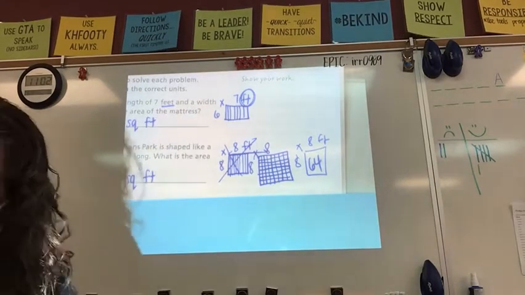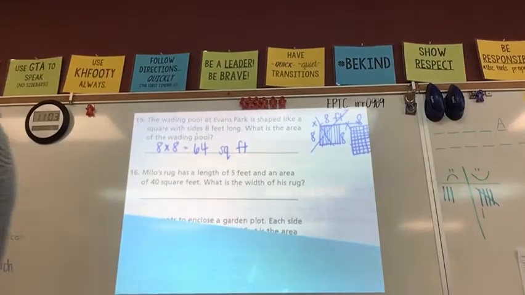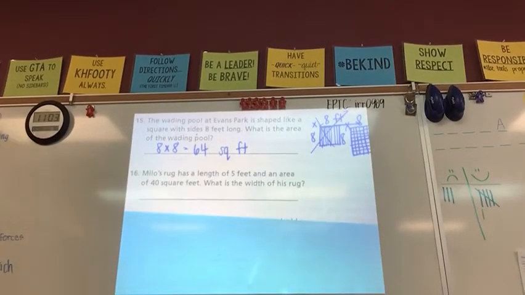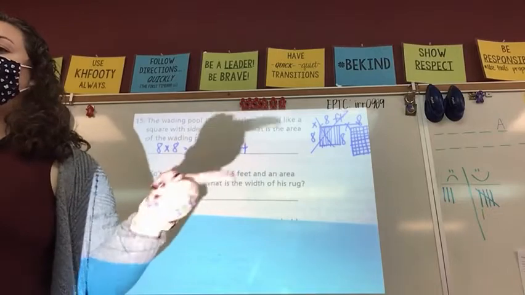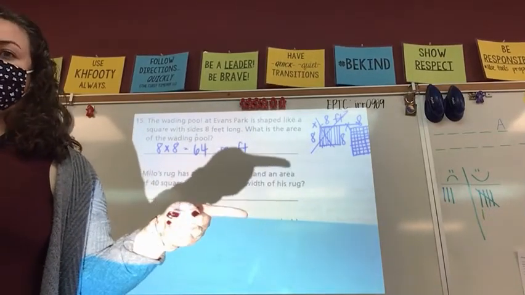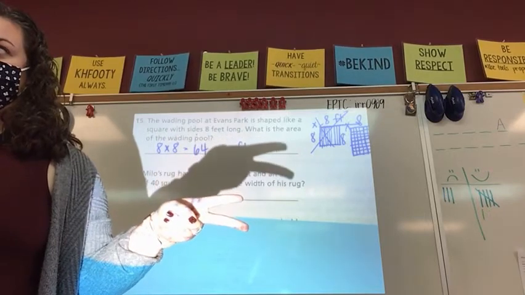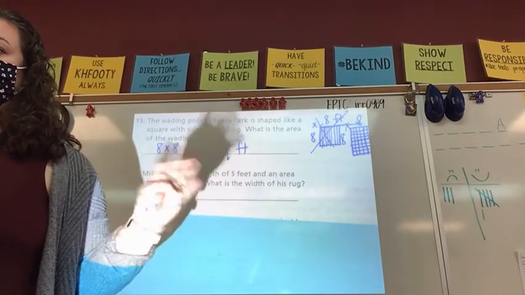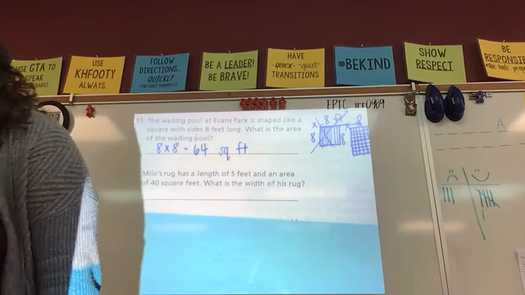Please erase. Class? Yes. This next problem's all you. Remember, picture, equation, answer, label. What are the 4 things you need? Picture, equation, answer, and label.